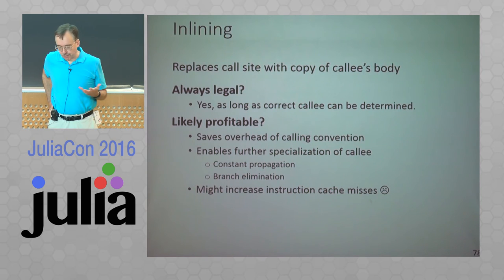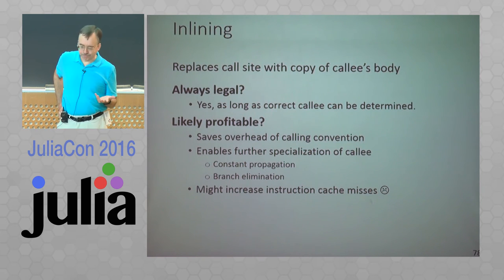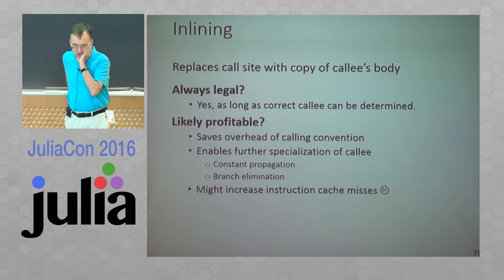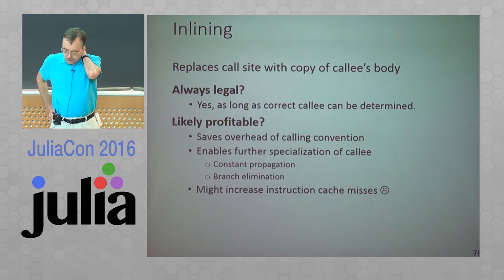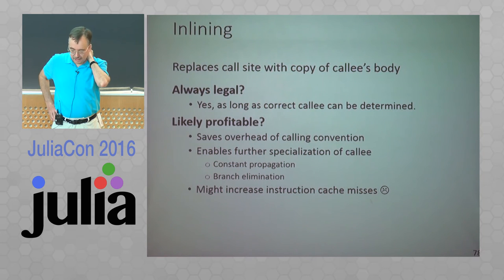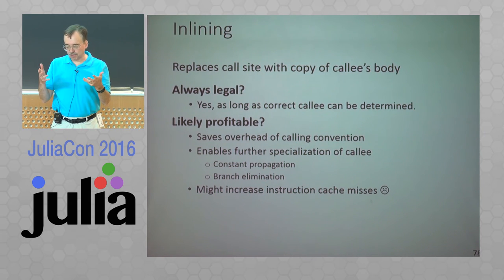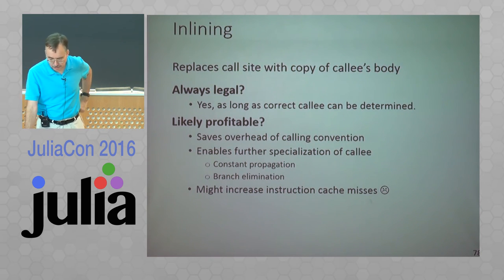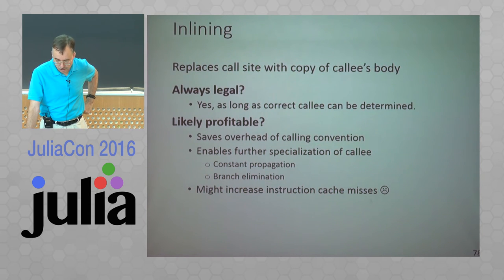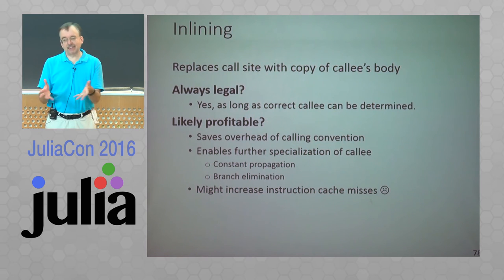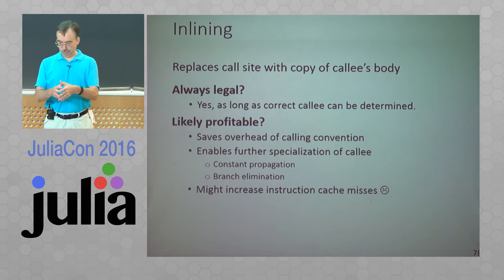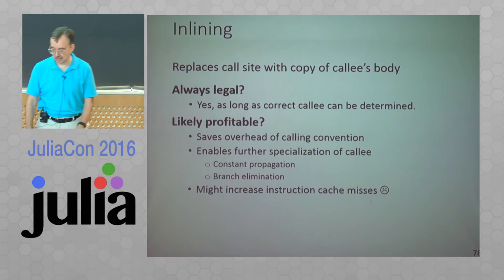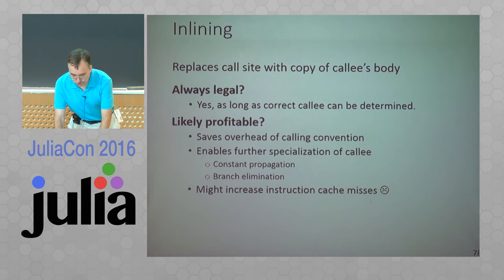Now, is inlining profitable? It saves the overhead of the calling convention. That's some of the cost, but usually not the big win these days, since the processor has such fast call instructions. The big win is usually from further specialization of the callee. If the compiler knows it's calling the callee with particular arguments, particularly constants, it can do all sorts of specialization, maybe even eliminate some branches. The catch is if you inline too much, you can create a monster piece of machine code that doesn't fit in cache, and then you lose big time if the machine constantly has to fetch instructions from main memory instead of cache.